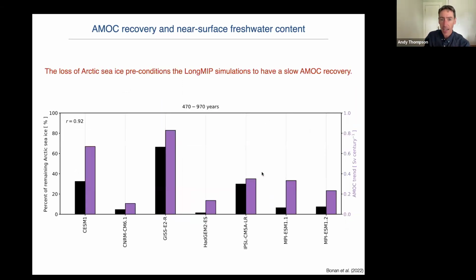In fact, if we look at a longer time recovery, over the periods 470 to almost 1,000 years, almost all of these models are now experiencing some positive trend in the AMOC. They're all experiencing some recovery. That's what's shown in these purple bars. But some are much, much stronger than others. And what we found is that that recovery trend is very strongly correlated with how much Arctic sea ice is remaining in the North Atlantic. In those models where most of the sea ice melts, it is a much, much slower recovery for the AMOC than in those models that retain some of their sea ice.